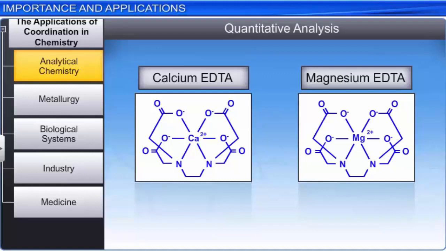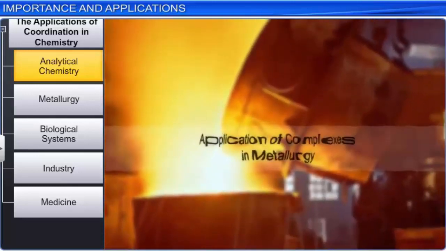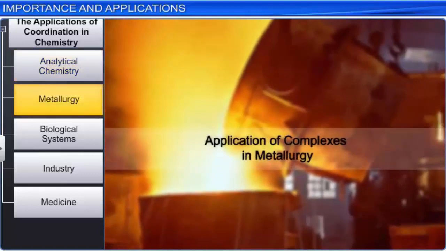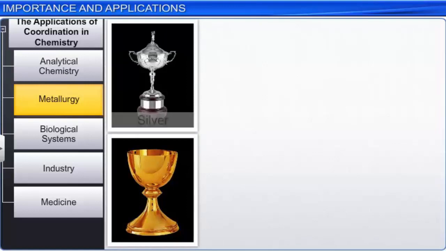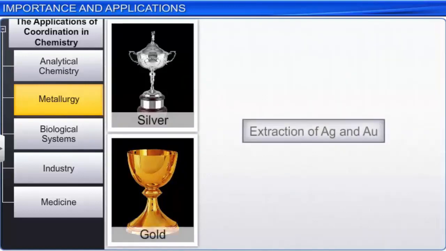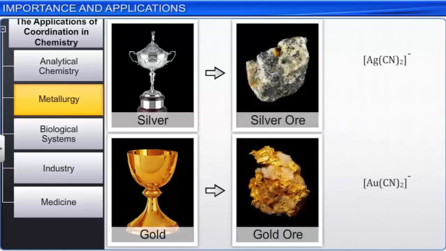Now let's see the application of complexes in metallurgy. Noble metals like silver and gold are extracted from their ore by the formation of cyanide complexes, dicyanoargentate(I) and dicyanoaurate(I). The metals are displaced from the complex in the solution by zinc.